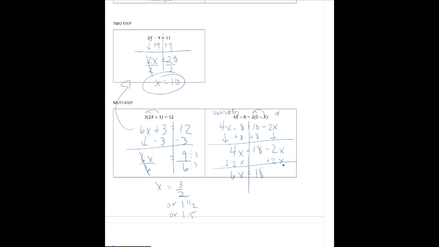And now I'm in business. I just need to get the 6 off of the x, so it's 6 times x. The opposite of multiplying is dividing. So those go away, and then 18 over 6 would be 3. And you are finished.